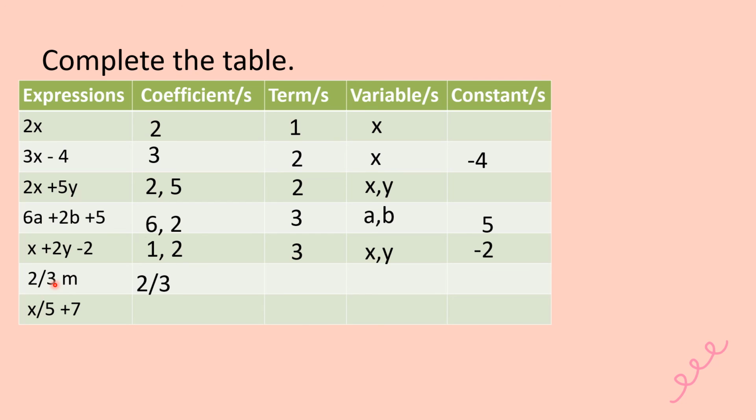Next, we have 2/3. That's the coefficient. One term only. We have one variable also here, m, and there is no constant. The last one, the coefficient is 1 over 5. So this is x over 5. Understood there is 1 beside x. And we have two terms. So 1 and 2 separated by a plus sign. And the variable is x. And the constant is 7. Did you get it all right?